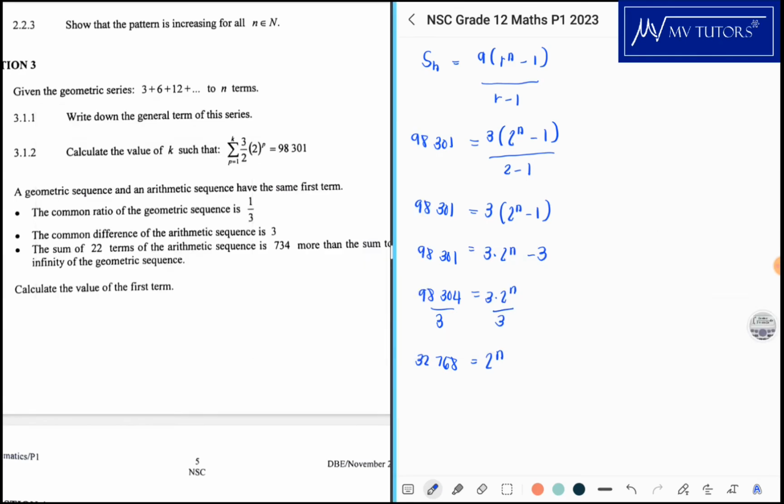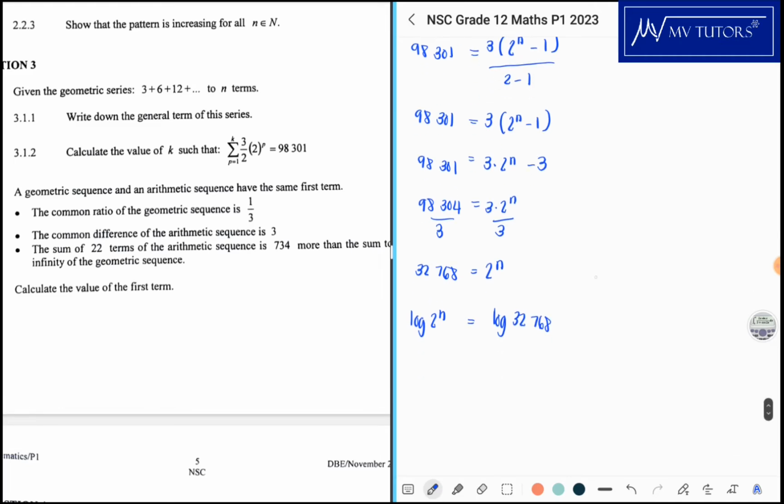So at this point, I mean, you can go and try to make 32,768 have a base of 2. But I'm not going to try to figure that out. So let's just use logs just to be safe. Okay. So now if I place a log in front, 2 to the power n is equal to log 32,768. Or at this point, you can actually see that n is equal to log base 2 of 32,768. Really, it's up to you.